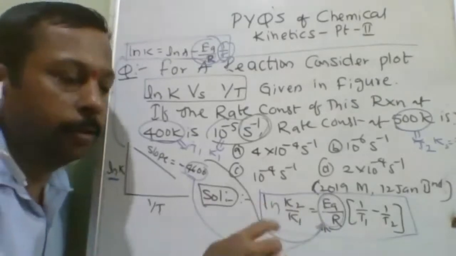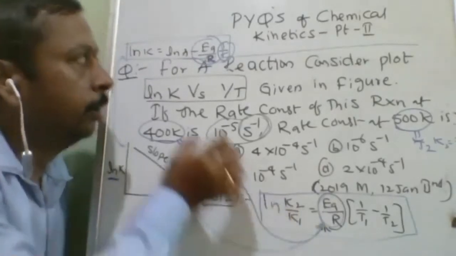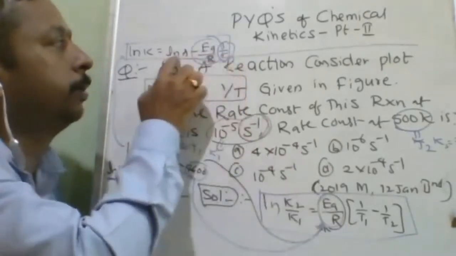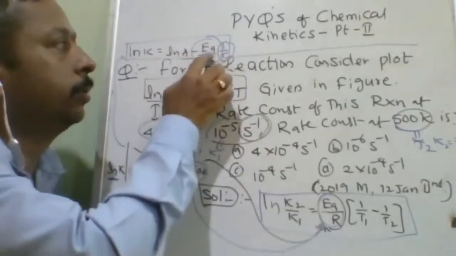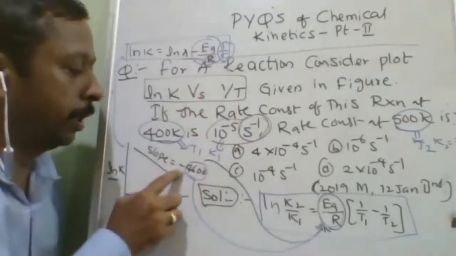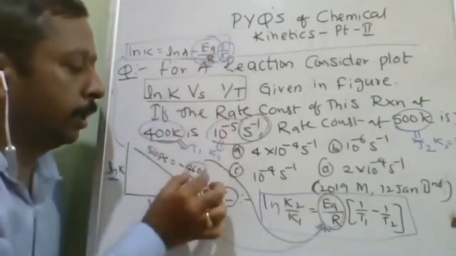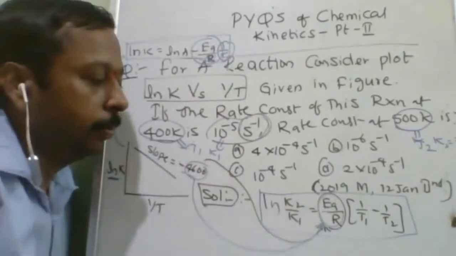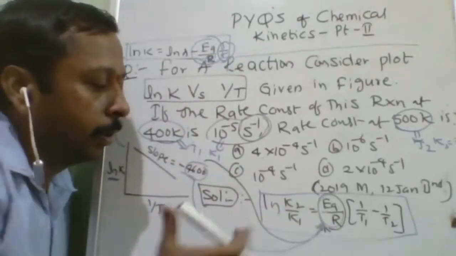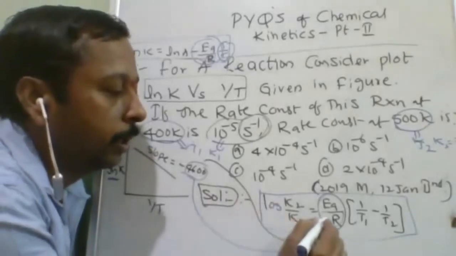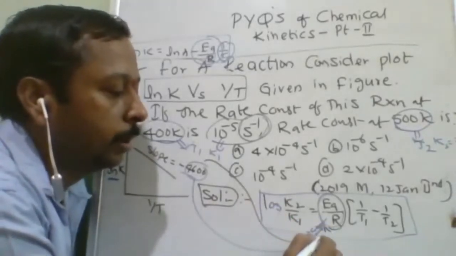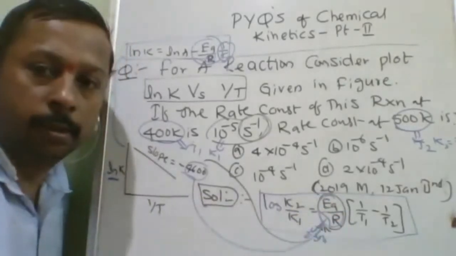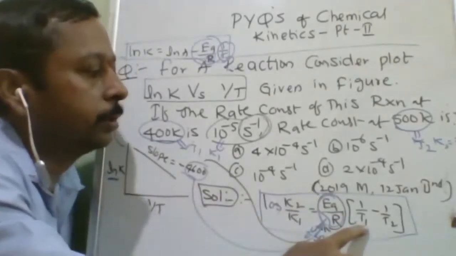Now when you extract K1 and substitute here, y is equal to mx plus c. So x is the slope, which is equal to minus Ea upon R. That means Ea upon R is 4606. Okay. So if you want to use the log table, then what you will write? Here you will write log, and here extra you will write 2.303, and in place of Ea upon R you will write 4606.